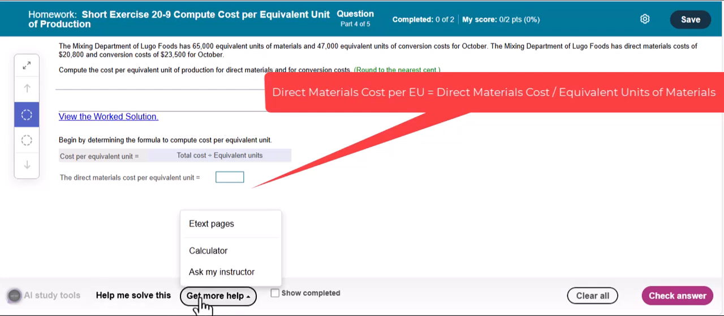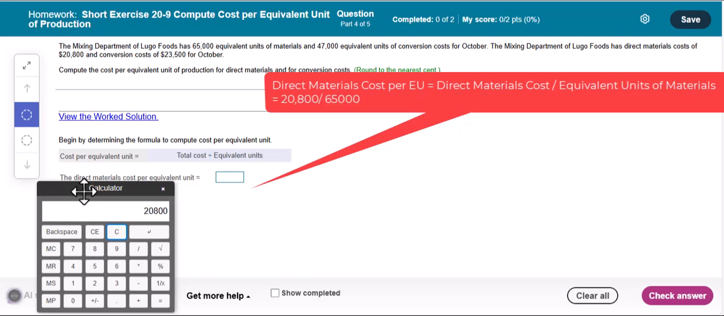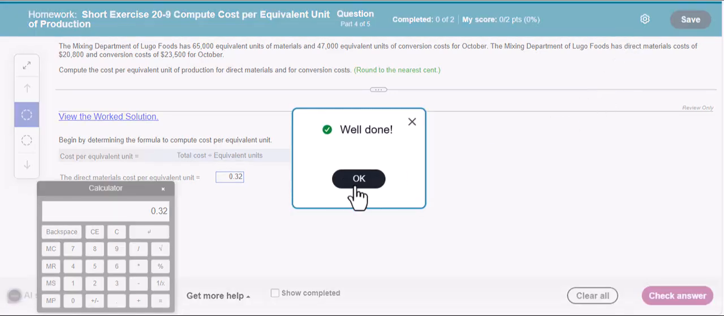So let's get our calculator open. We are taking the 20,800 in direct material costs and dividing that by the 65,000 in equivalent units of materials. That is going to give us an even 32 cents, 0.32. Let's check our answer. Well done. So again, 32 cents of direct materials cost per equivalent unit right there.